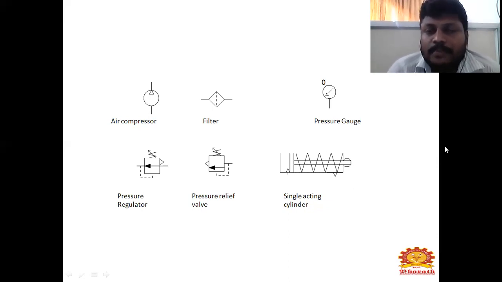In a pump, the triangle will be shaded with a dark black color, and that is called a pump. And this is a unidirectional compressor. Next one is a filter. You know that it is used for filtering dust particles. Next one is a pressure gauge, otherwise called a dial indicator.